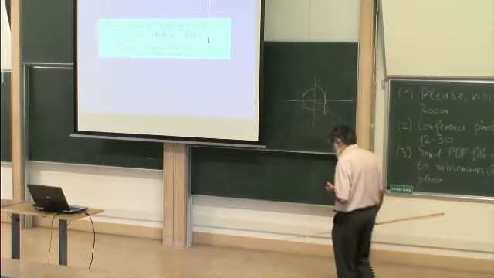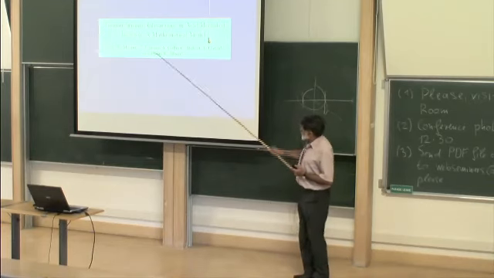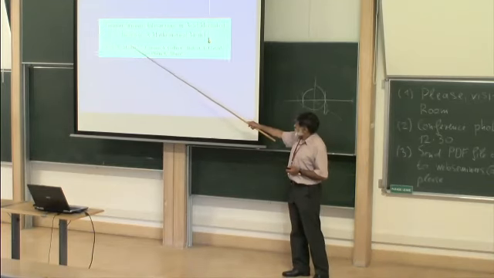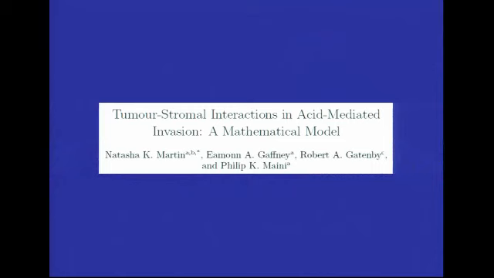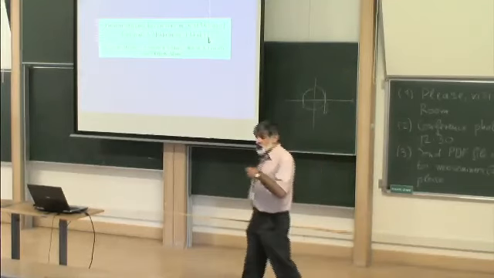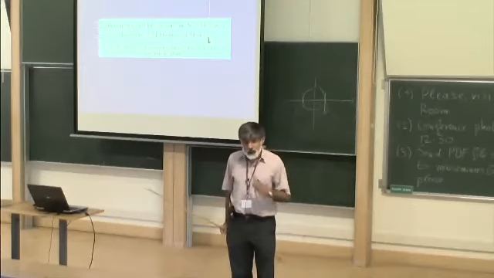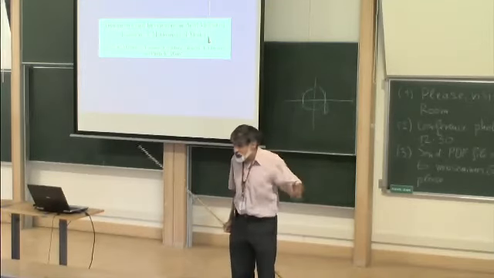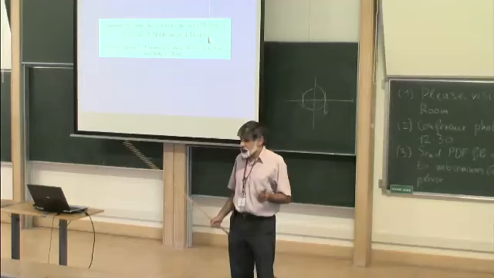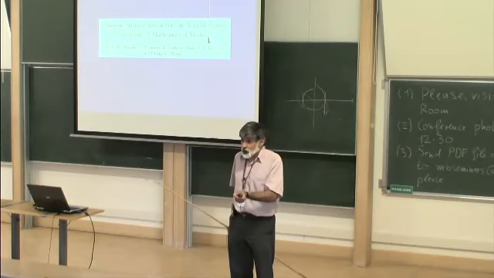Okay, now life is usually never as simple as that, and so this is work with Natasha Martin, who was a graduate student of mine, and Eamon Gaffney, who's a colleague of mine, and Bob. It turns out that not only is there this competition between normal tissue and tumor cells, there's also cooperation, because not only must the tumor cells kill the normal cells to make space to move, there's other stuff in the tissue as well, extracellular matrix, and that needs to be broken down.